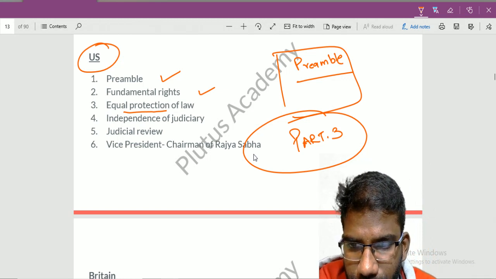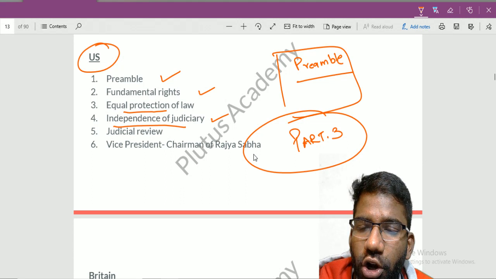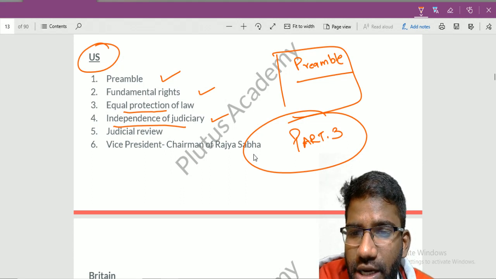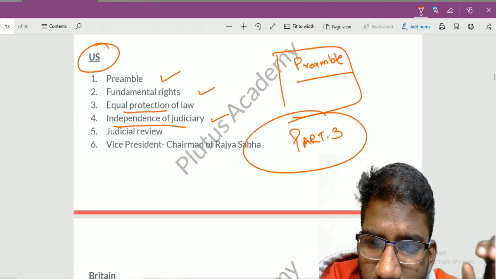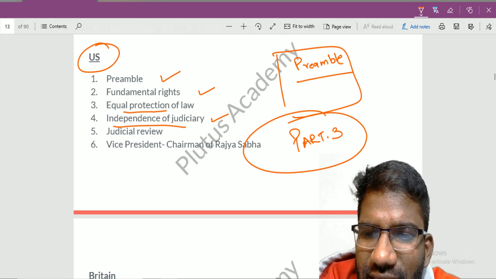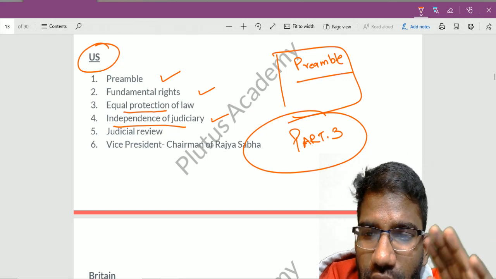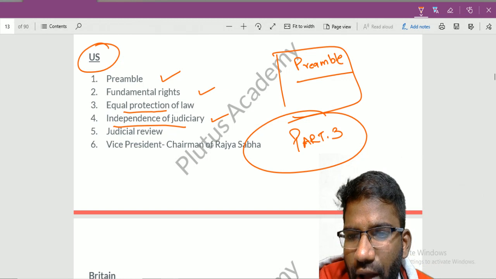Now, independence of judiciary. No authority has the right to interfere in the matters of the judiciary. The judiciary is an independent authority. No one has the right to indulge in various aspects of the judiciary. This is independence of judiciary, and it has been taken from the United States of America's Constitution.